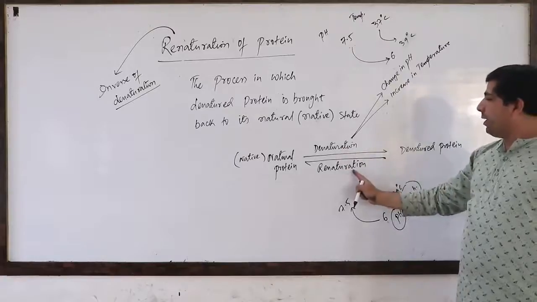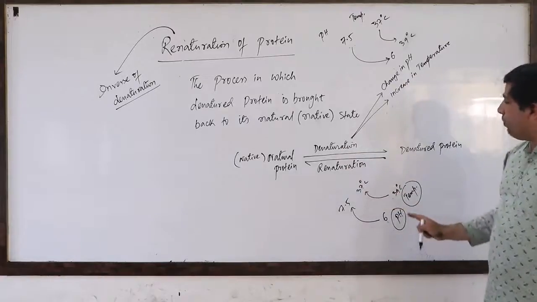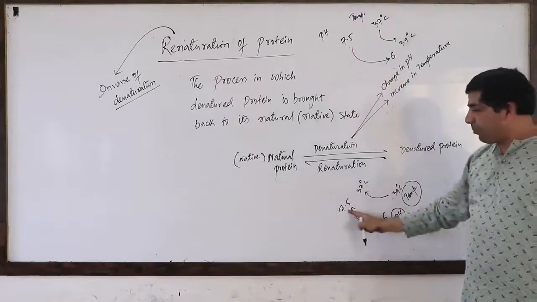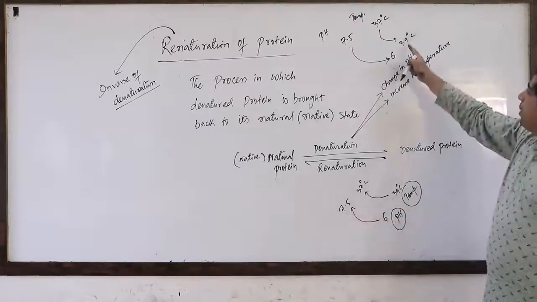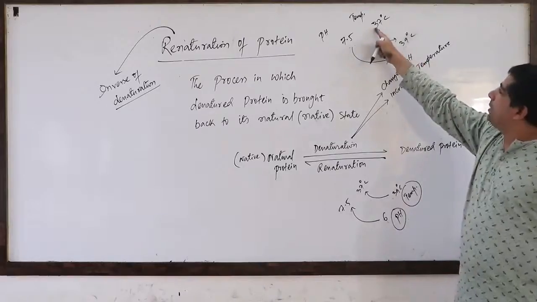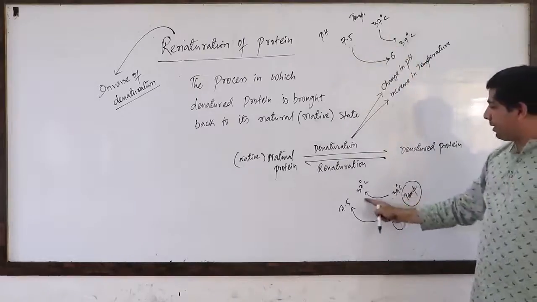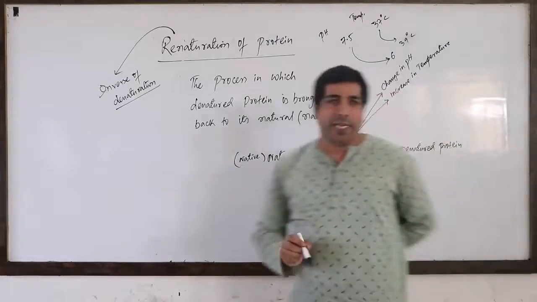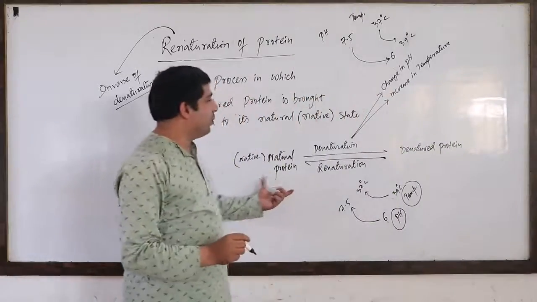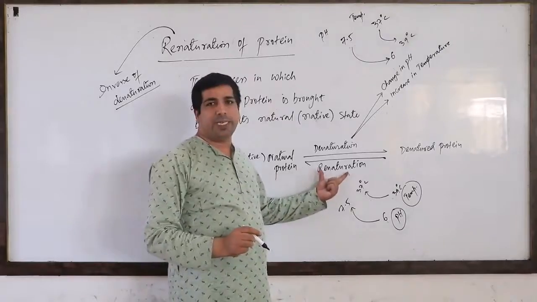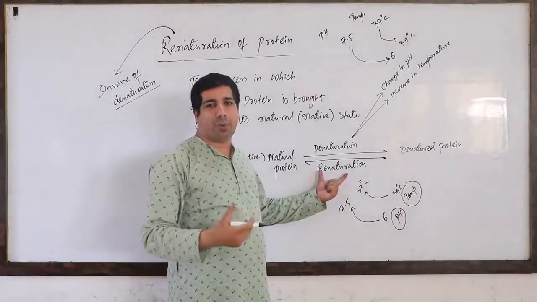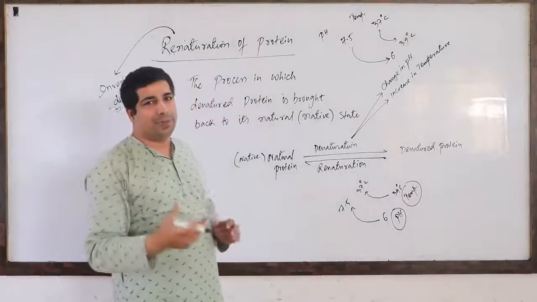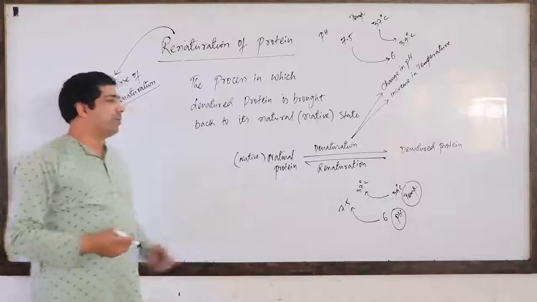If you want the renaturation, what should happen? The pH should come back to 7.5. So it's coming back to 7.5. And the temperature should go back to 37 degrees Celsius. So it is going back to 37 degrees Celsius. So the renaturation will happen. So you will be getting a natural protein back. So it is a reversible process, but it is not happening in every protein. Okay. So renaturation is only possible in some specific proteins. Please make note of this thing.